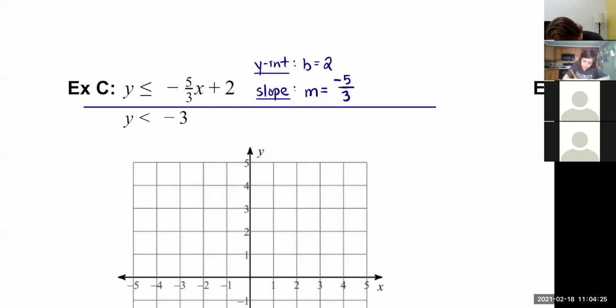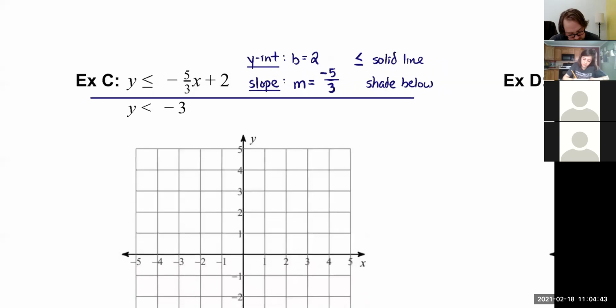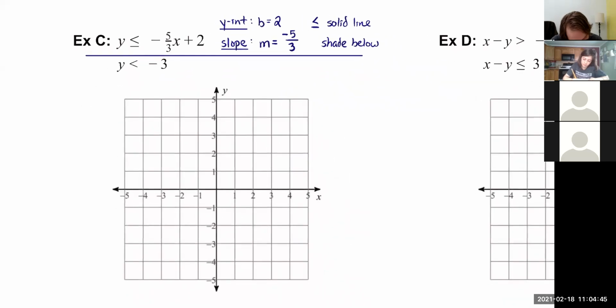Then I take a look at the inequality sign here, which is a less than or equal to symbol. That one's going to give us a solid line, and we're going to shade below it. So this one has us starting at 2 on the y-axis. From there, with a steeper slope than what we've seen so far today, we're going to go down 5 units, to the right 3 units.